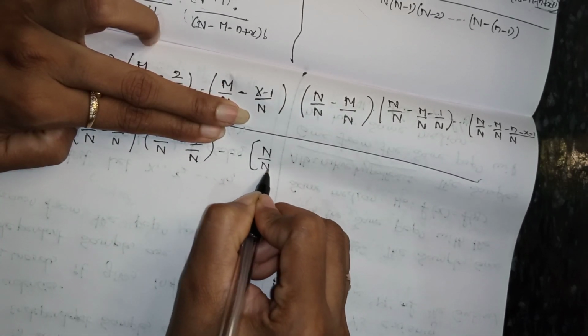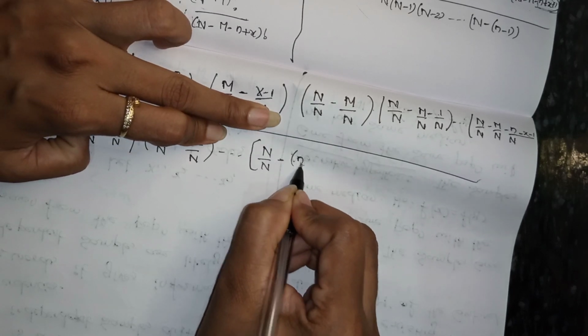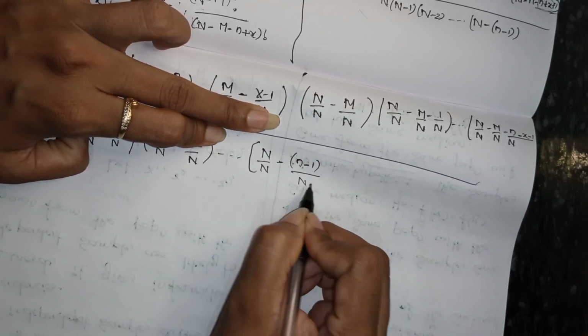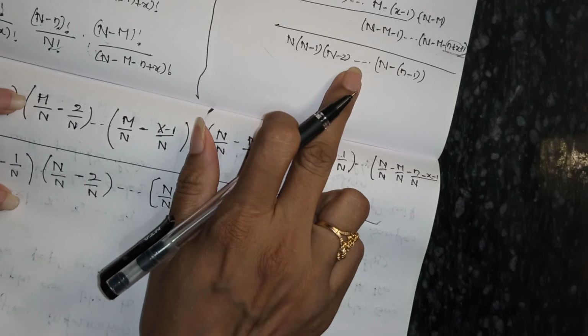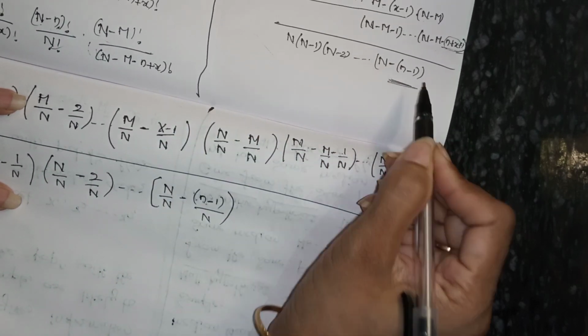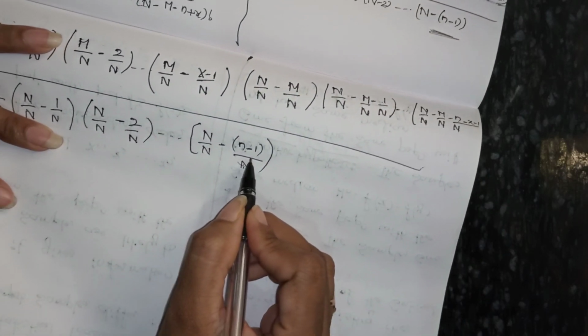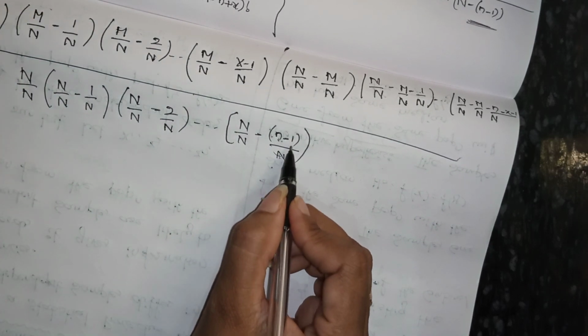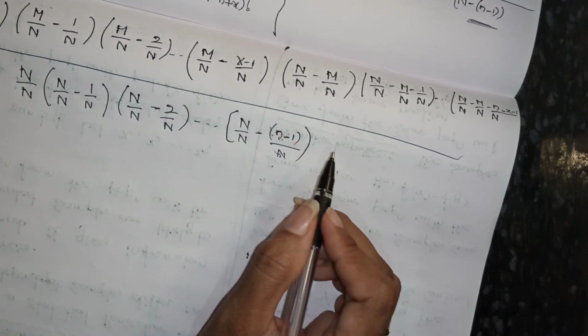N by n minus n by 1 by n. Okay, this is the same term, so that's why I have divided with only one n. I did not split this one, n by n minus 1 by n. I did not split. Why? Because this is one term itself.